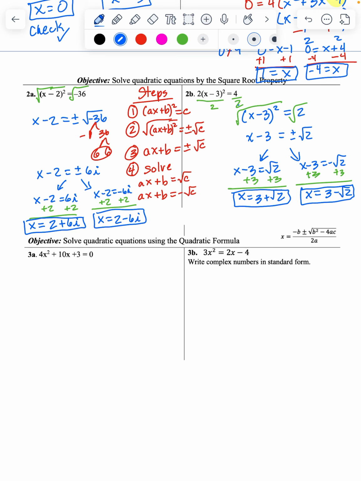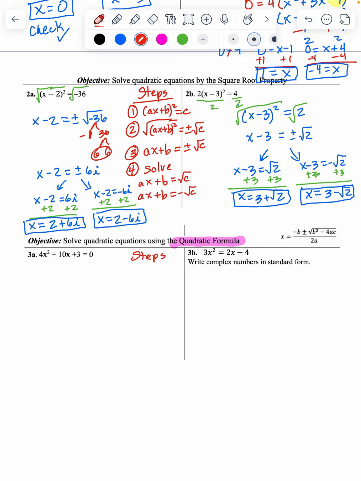The last section for the 0.3 notes is solving quadratic equations using the quadratic formula. So there are times when factoring doesn't work. There are times when the square root property doesn't work. When those work, we want to use them because they're faster, but there are times they don't work. So we need to know what to do when the other slightly faster methods don't work.